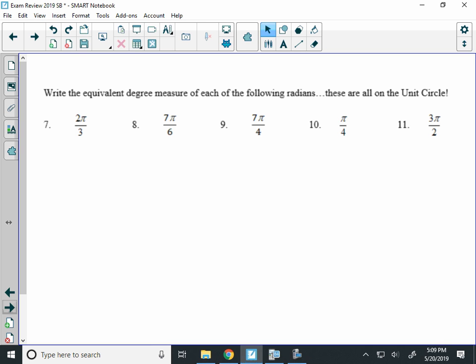Now, all we're going to do in these next ones is write the equivalent degree measure of each of the following radians. All of these degree measures are on the unit circle. So, here's how this is going to go.